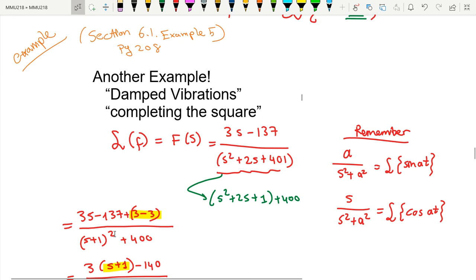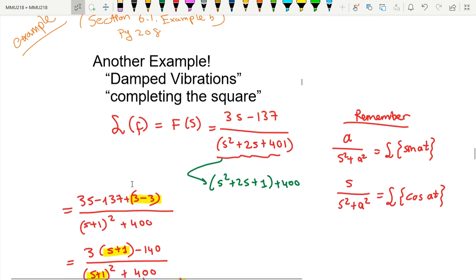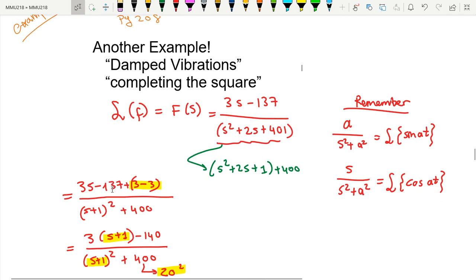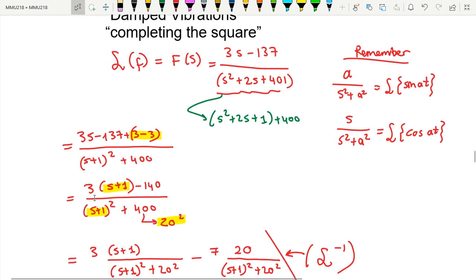So the trick continues. Since I will have (s plus 1) squared here, besides there will be some 400, can I create that same thing on the numerator? Yes, I can. I can add and subtract 3 here, and pull one of those 3's to here, like 3(s plus 1). In that case, that will be minus 140.